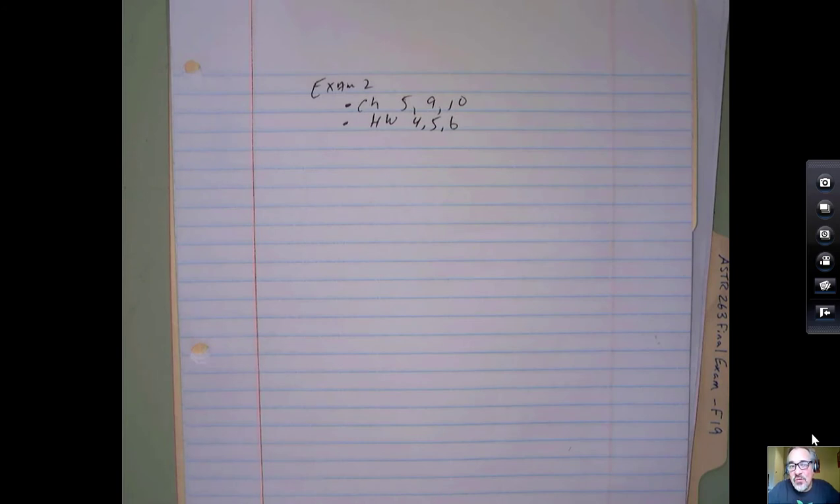So the exam is over Chapter 5, and then we went up to Chapter 9 and 10. So no Chapter 6 on this one. That's the most recent material we've covered, circular motion, but it's not on this test. Going along with that would be homeworks 4, 5, and 6.